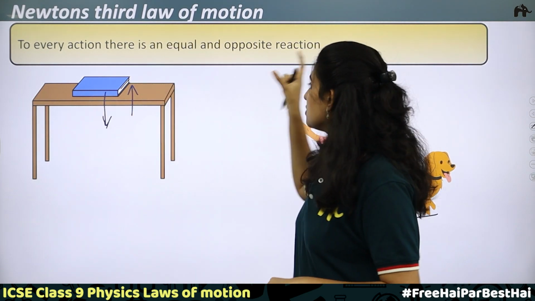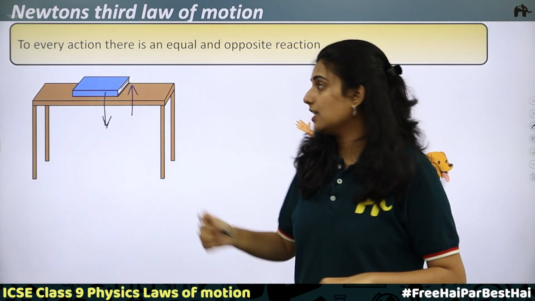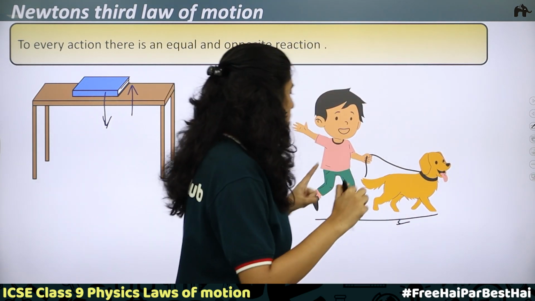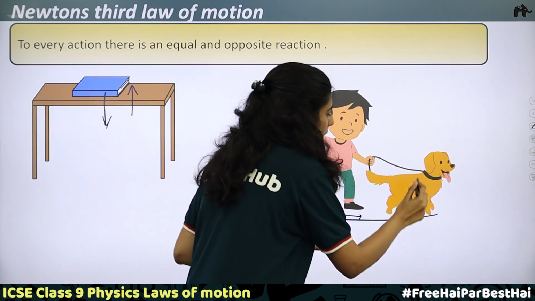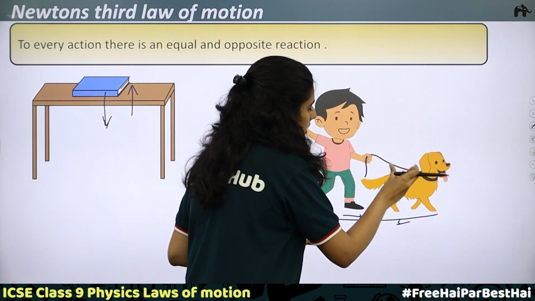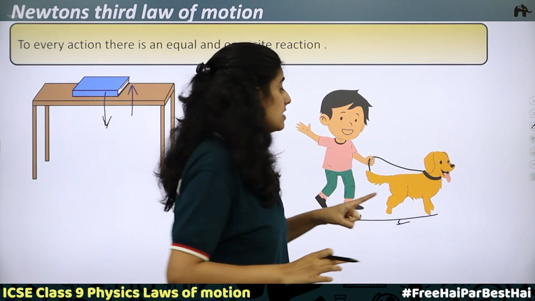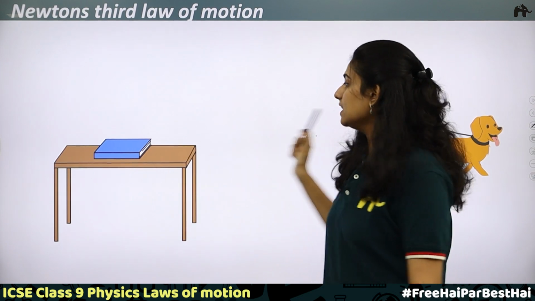And the reaction force is the force acting in the opposite direction, that is, the force applied by the table on the book. In this case, the boy is applying force on the ground, this is the action force, and the force applied by the ground on the boy is the opposite force, that is the reaction force. Okay, got it? Now consider these two cases.